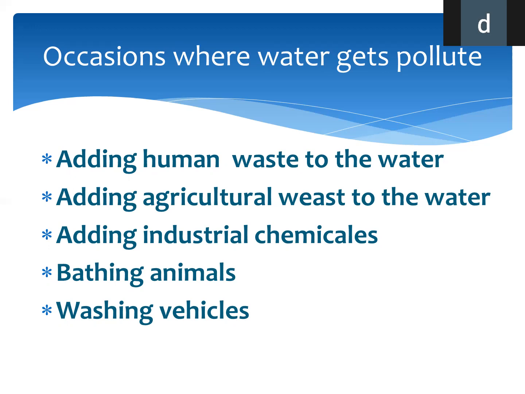Next, adding industrial chemicals. Many industries release their chemicals or waste industrial materials into the natural waterways. Especially this can be seen around the industrial zones. The waste from the factories is added to the rivers and streams nearby, and they try to divert all of it into these waterways. So that is one way water gets polluted.